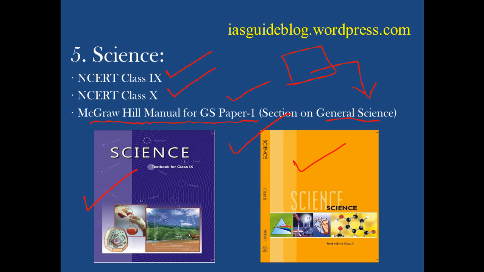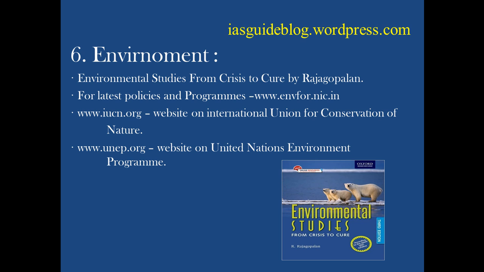When it comes to the third source, that is the general science section of Tata McGraw-Hill, they have covered all that is relevant for the examination in a comprehensive manner. Just go to that book and pick up the science section and read it. That's enough for science. And the sixth segment is environment.